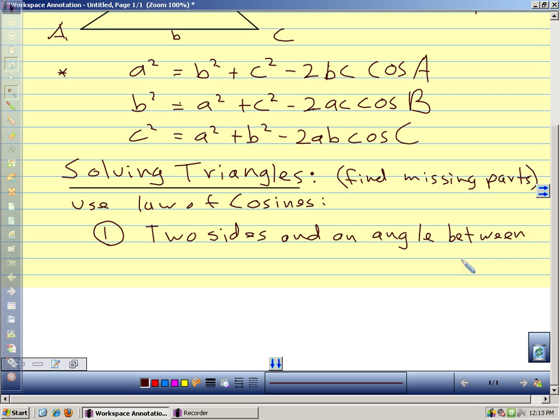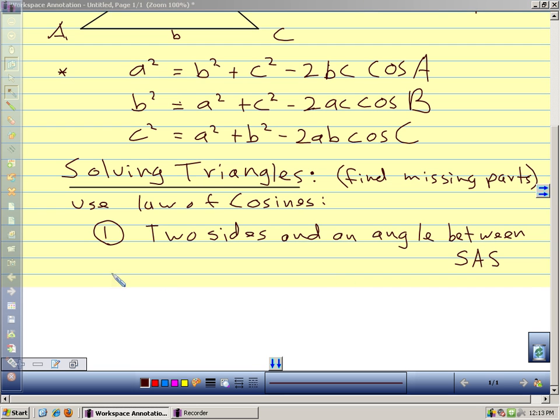So this would be a side angle side triangle. We have two sides and an angle in between. And the second case that we use the law of cosines is when we have three sides. And that's when we have a side-side-side triangle. So these are the two kinds of triangles that we use the law of cosines on. The law of sines was when we had the other combinations of sides and angles.